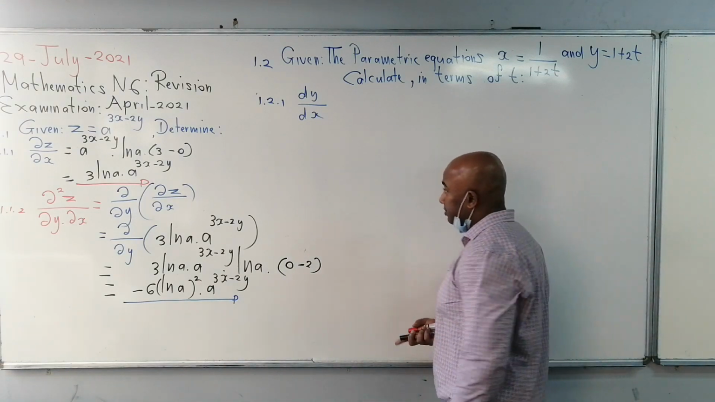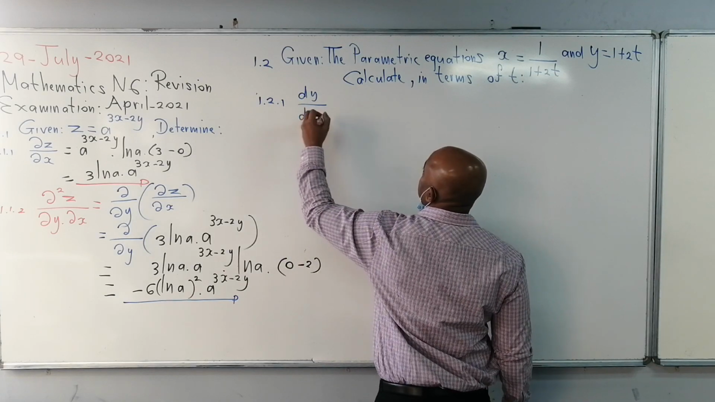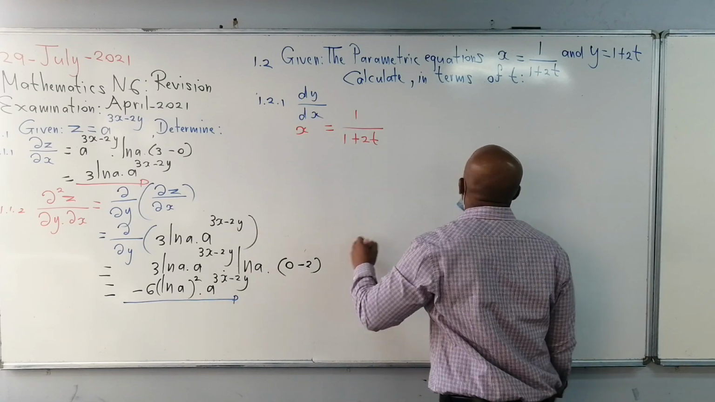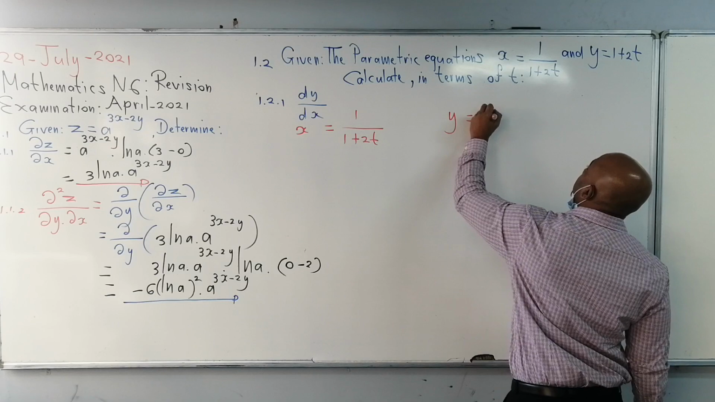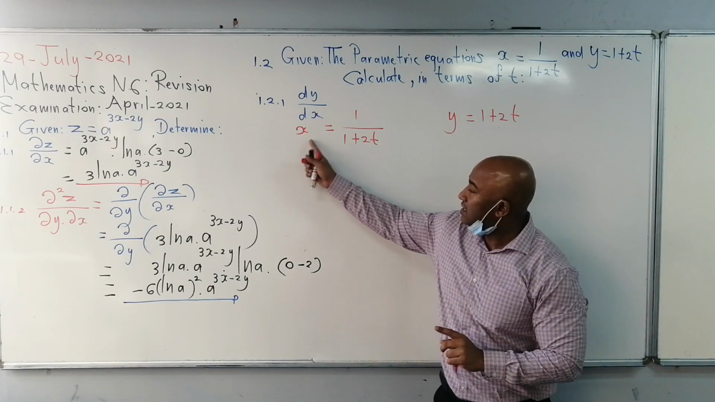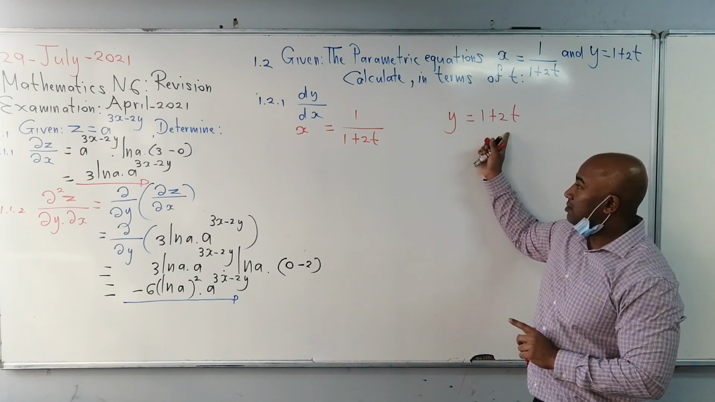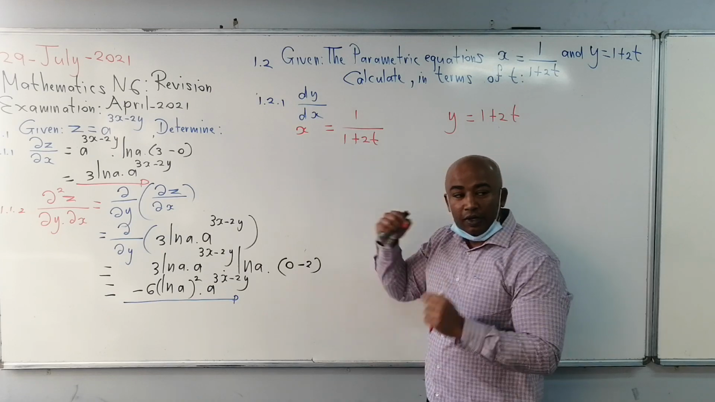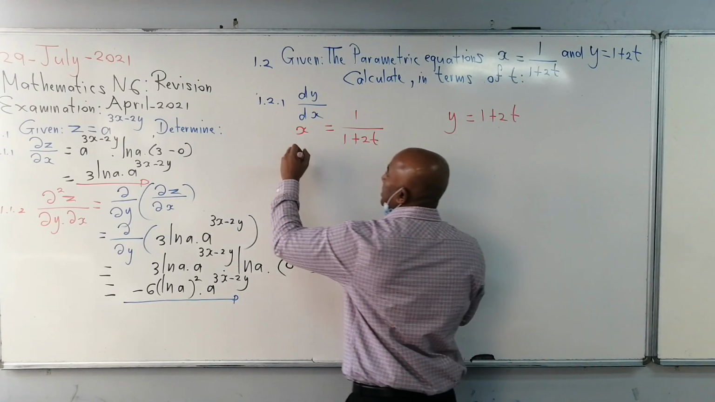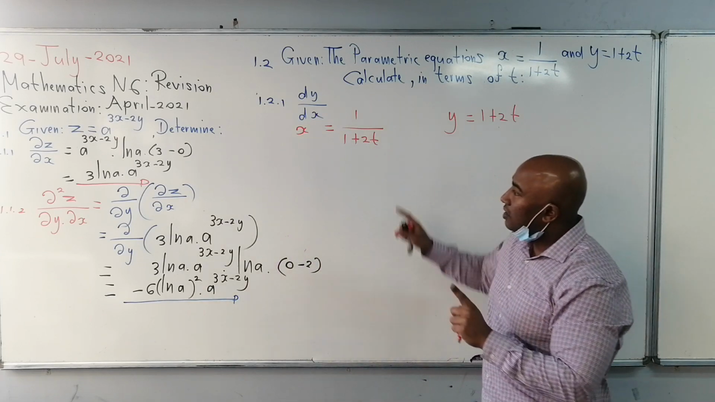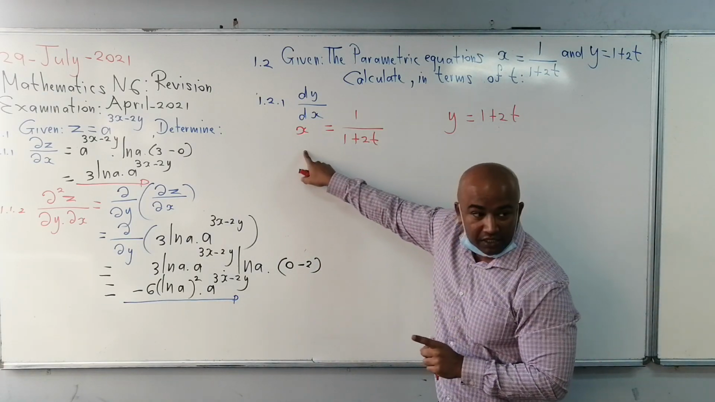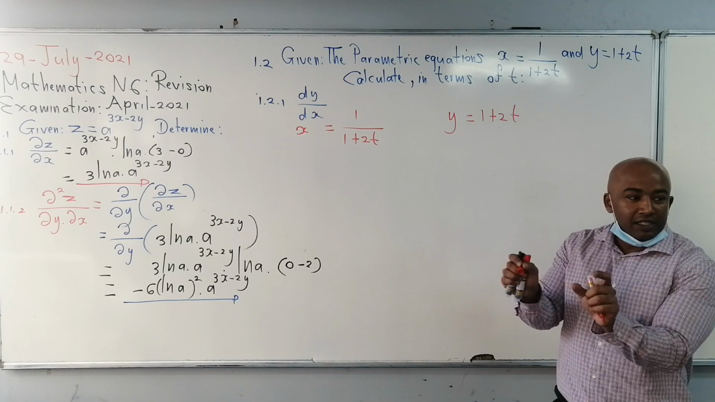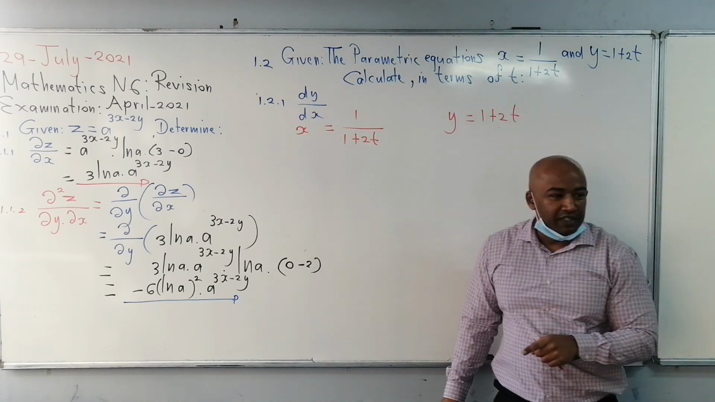Alright, so now, what do we have? Let's write it down. So we have x is equal to 1 divided by 1 plus 2t. And then we got y is equal to 1 plus 2t. So now I have x in terms of t, and I got y in terms of t. So I want dy over dx. There's no dy over dx here, it's just x and t. So what we can find first is dx over dt. Now, we will differentiate x with respect to t, we'll find dx over dt. Then we will find dy over dt. Then we will multiply it, and then we will get our dy over dx, you will see.